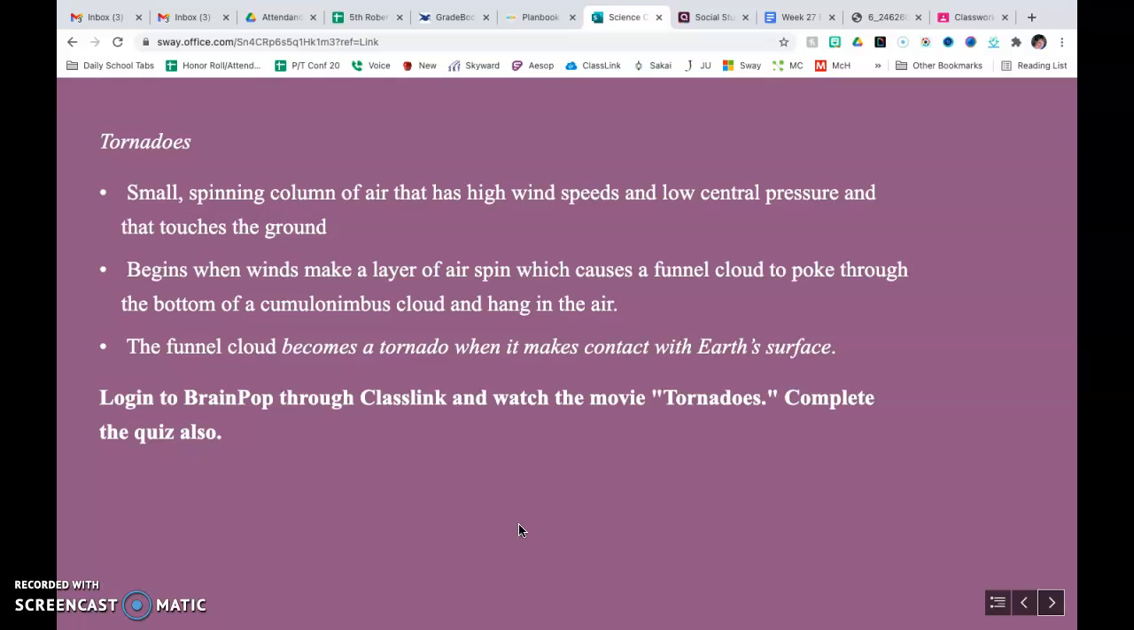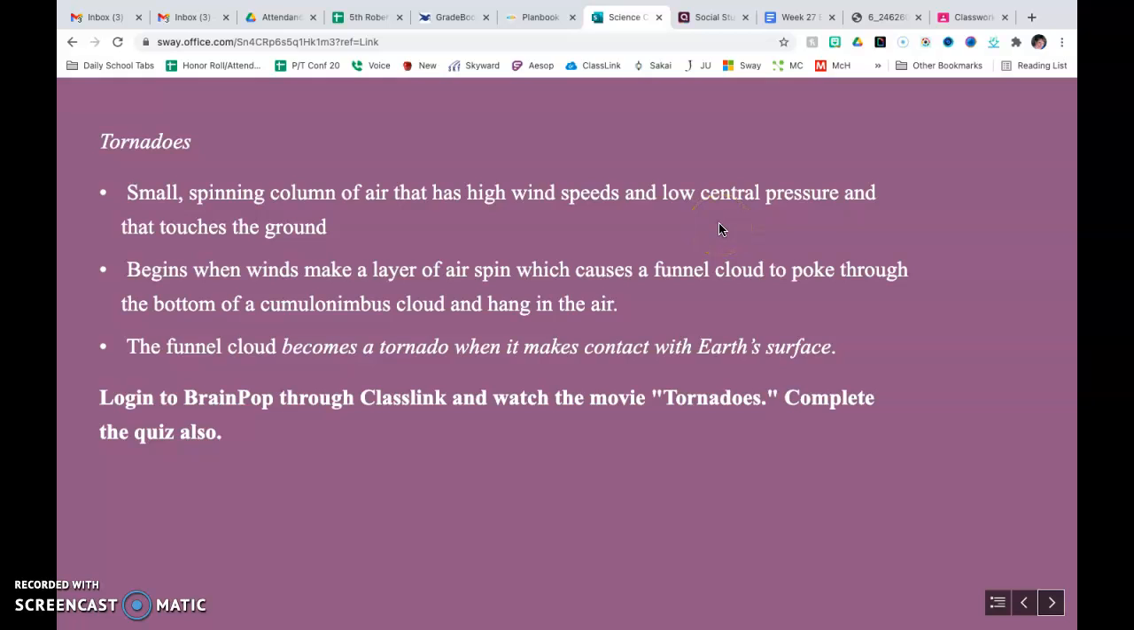All right, tornadoes. We're getting to that time of year where we could have the possibility of tornadoes because normally it's in the spring. We know that tornadoes are, they say small. Well, that depends. But it is a spinning column of air that has very high wind speeds and low central pressure. And it must touch the ground to be called a tornado. If it doesn't touch the ground, it's not a tornado. So low pressure, spinning column of air.